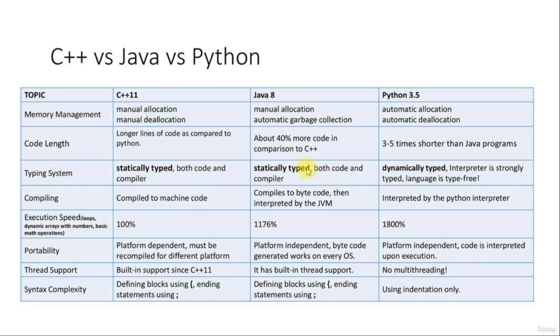Now, typing system. C++ is statically typed, both code and compiler. Java is also statically typed, both code and compiler. But Python is dynamically typed. The interpreter is strongly typed, and the language is type free.